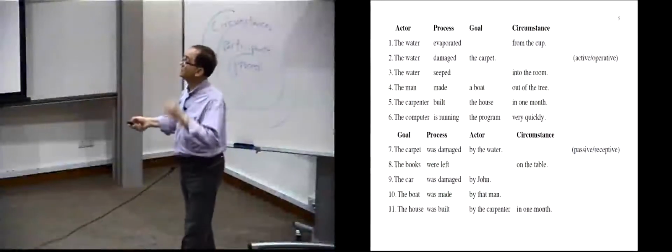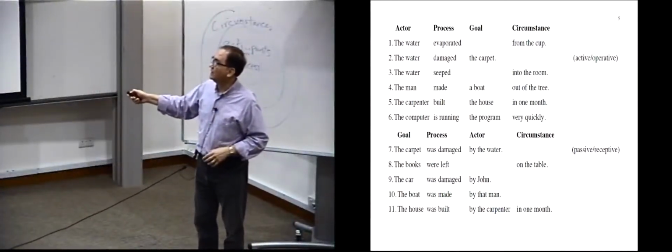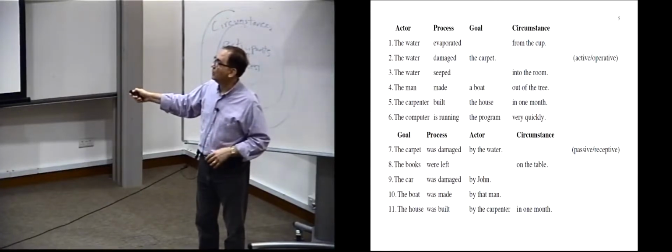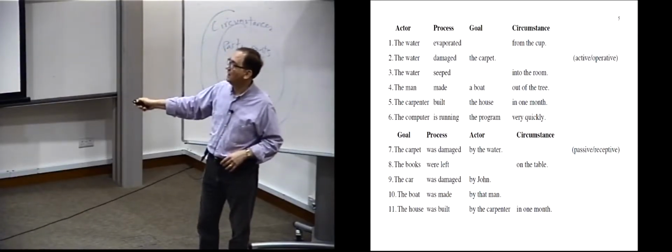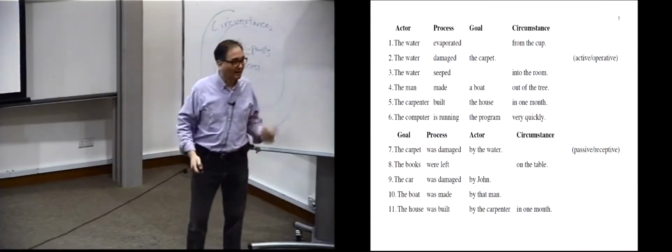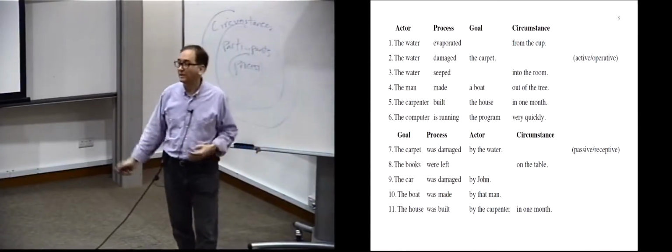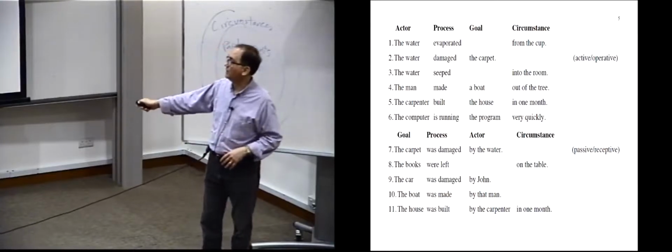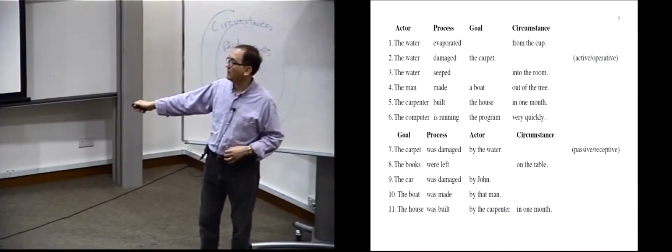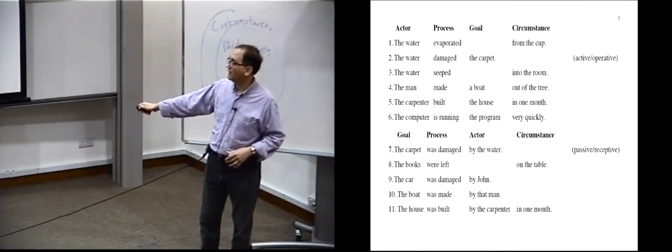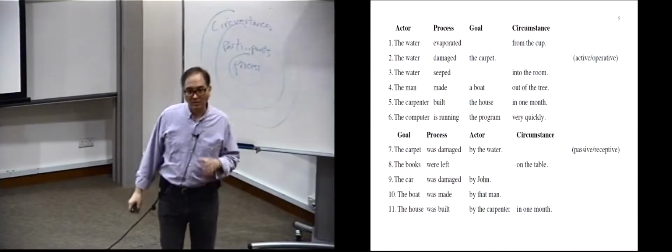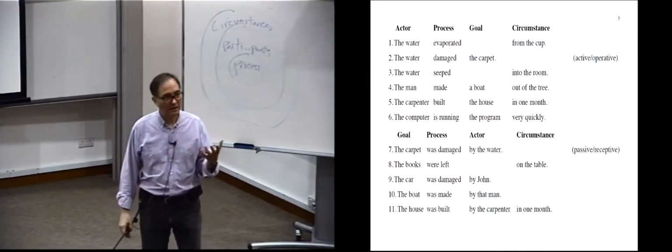If we look at the same examples and put these names in there, we see the water evaporated, the water damaged the carpet, the water seeped into the room, the man made a boat out of the tree, the carpenter built the house, the computer is running the program. All of these are actor, and these are all the goal. These are all active clauses, not passive. In the passive, we have the carpet was damaged by the water, the books were left on the table, the car was damaged by John, the boat was made by that man, the house was built by the carpenter in 1 month. So we have these choices with the material process, active and passive.